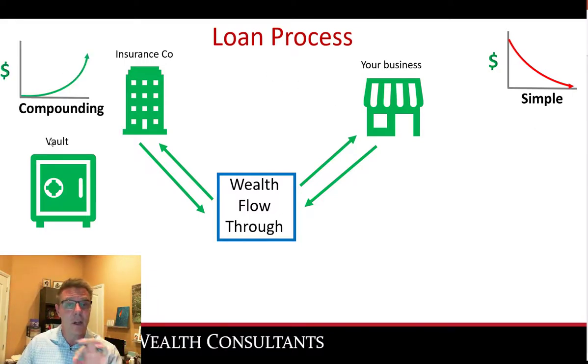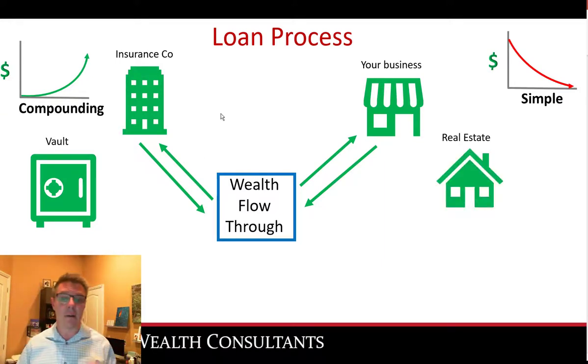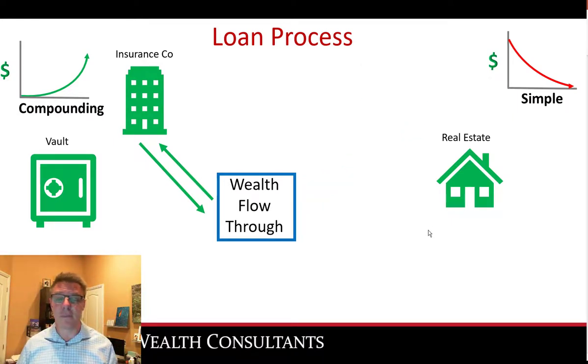Now over here, since we didn't take the money out of your policy, the money is still growing. It's still compounding. We never broke the compound interest curve. Now, let's take this a step further. Let's say you wanted to buy some real estate. Same thing goes. We can leverage your vault by borrowing from the insurance company to buy the real estate.